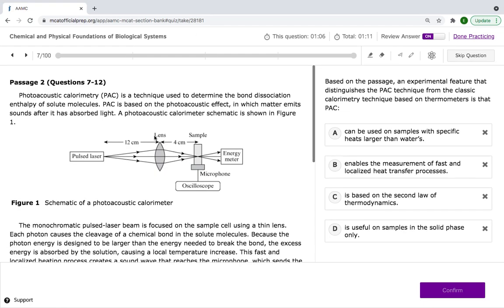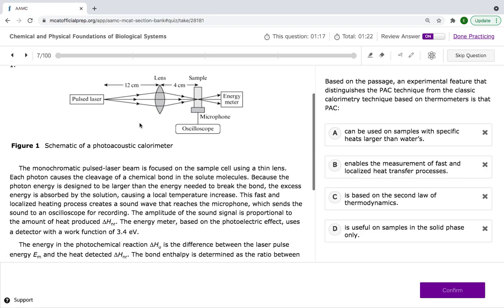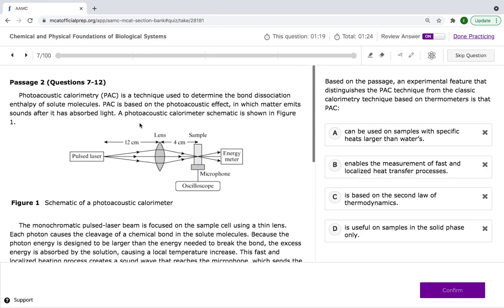All right, welcome to a breakdown. We're going to be breaking down the Chem and Physical Foundations of Biological Systems, the CP section. We're breaking down a section bank passage. This passage is from the section bank, and the section bank passages are known to be hard.